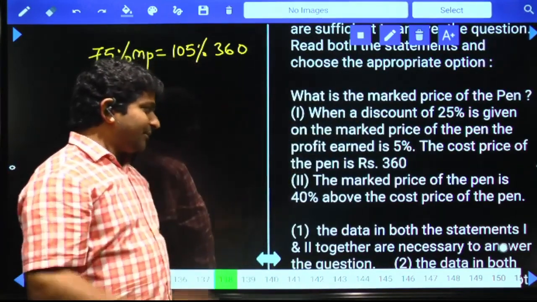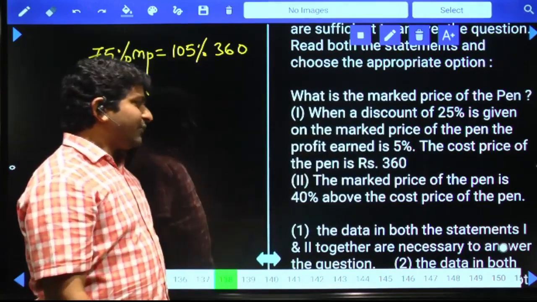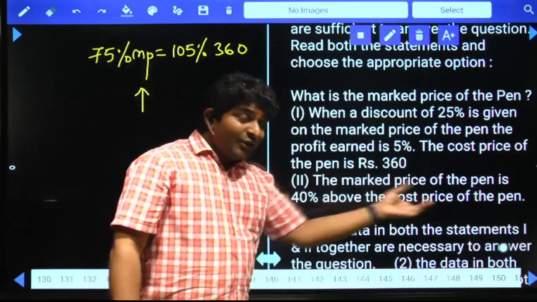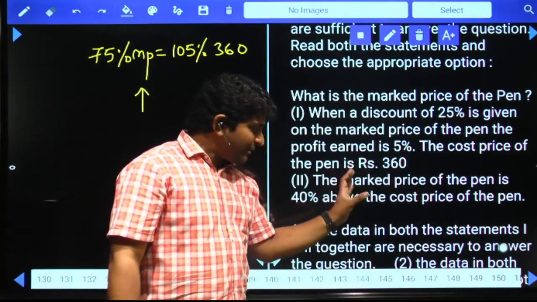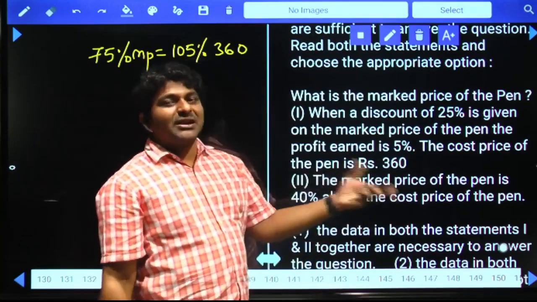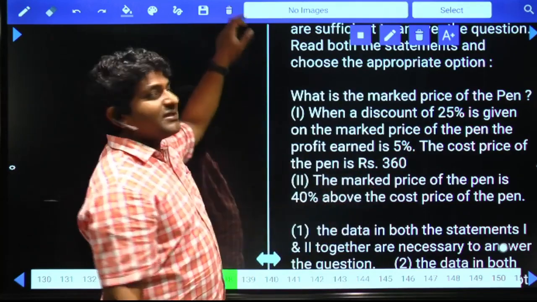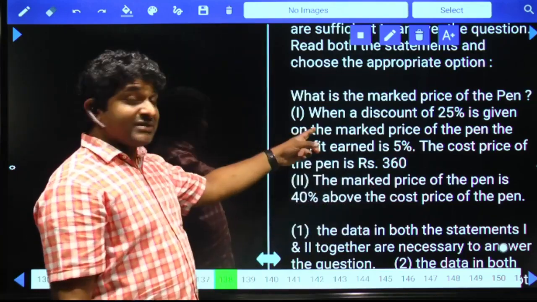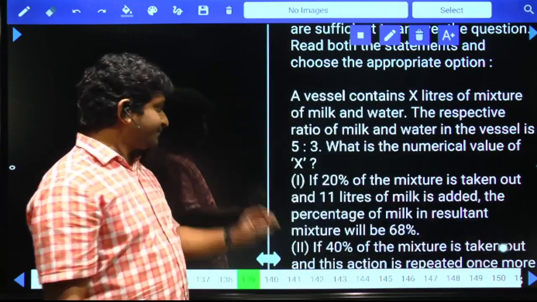1 alone is sufficient. The market price of the pen is 40% above the cost price. But how much is the cost price here? Using 2 alone, we have a comparison between market price and cost price. That is fine, but how much is the cost price? That value is not there. Hence, the answer is not sufficient. The question cannot be answered using 2 alone. 1 alone is sufficient, but not 2 alone.